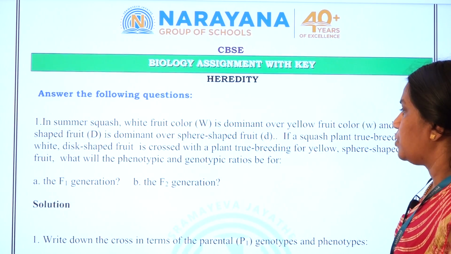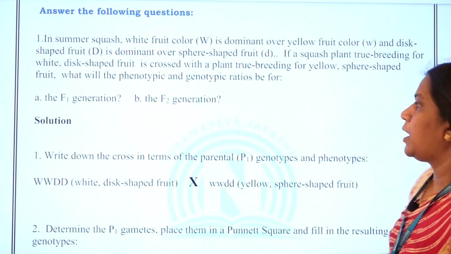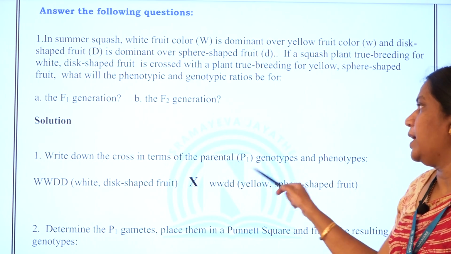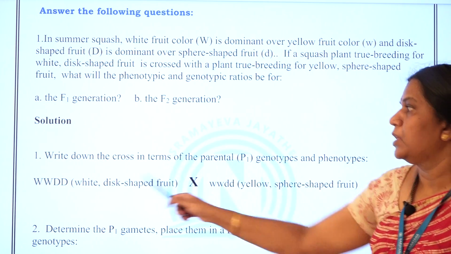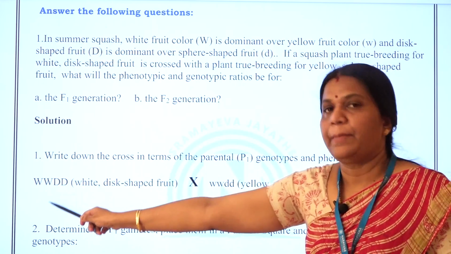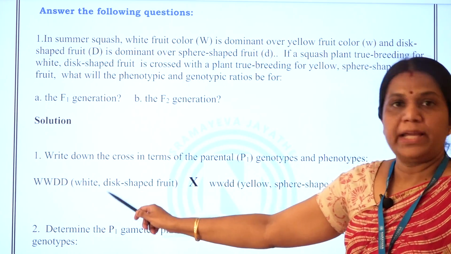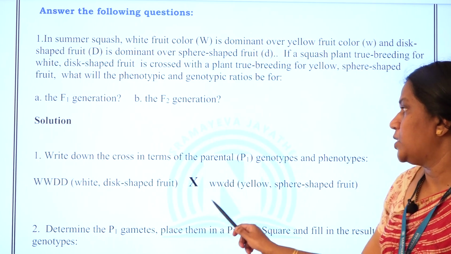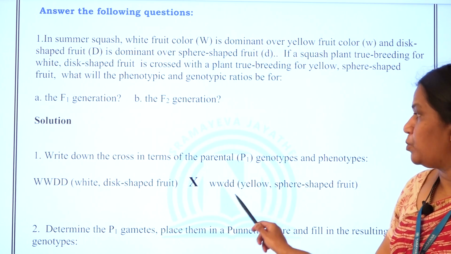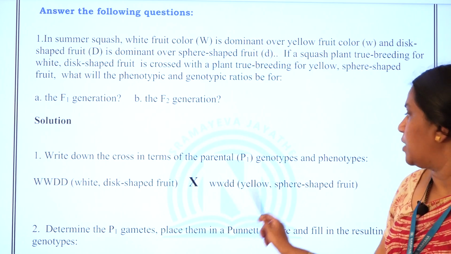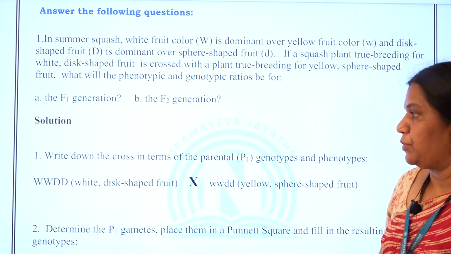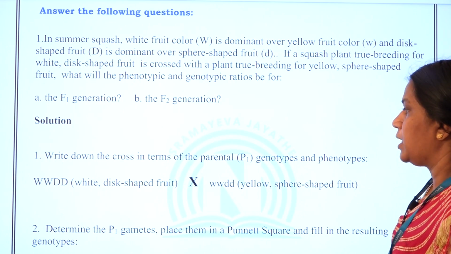Now the solution. First, write down the cross in terms of the parental genotypes and phenotypes. Here both traits are dominant, so capital W capital W, capital D capital D, that is white disc-shaped fruit, is crossed with small w small w, small d small d. Here both are recessive, so yellow sphere-shaped fruit. This is the parent generation.